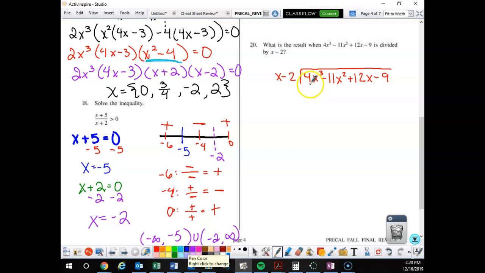Okay, so you divide your first term by your divisor's first term. So 4x cubed divided by x would be 4x squared. So 4x squared times x would be 4x cubed, and then 4x squared times negative 2 would be negative 8x squared. And I'm subtracting all of this. So 4 minus 4 is 0. Negative 11 minus negative 8, so that is negative 11 plus 8. So that would be negative 3.